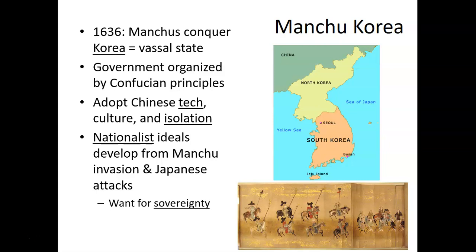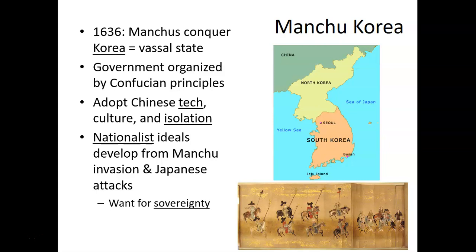Their government is organized around Confucian principles because of their closeness to China. A lot of diffusion has come from China to Korea because of this proximity. So they're organized along the same lines as Chinese society. They have a lot of the same technology, culture is very similar, and isolation is something that they're going to practice as well. Now, for them, isolation is going to be fairly easy because of geography, both from mountains to the north and because they're a peninsula.